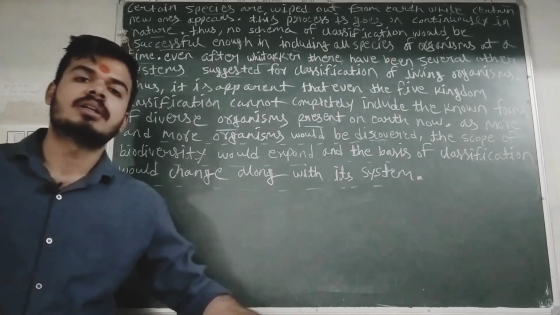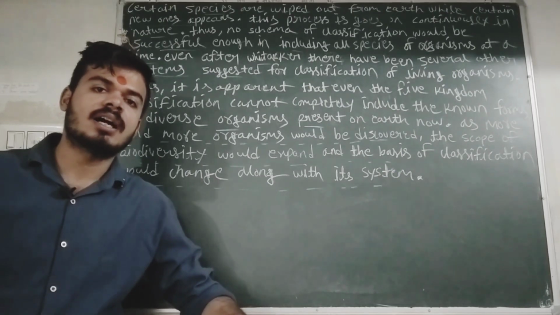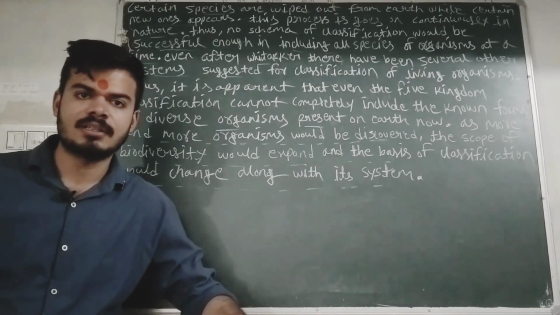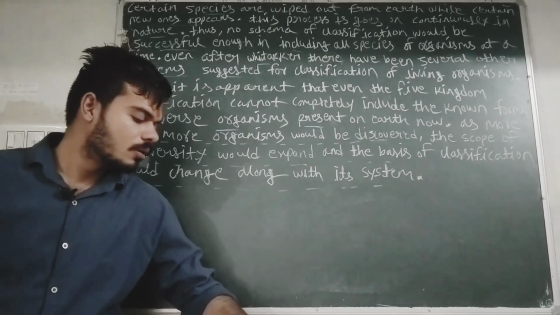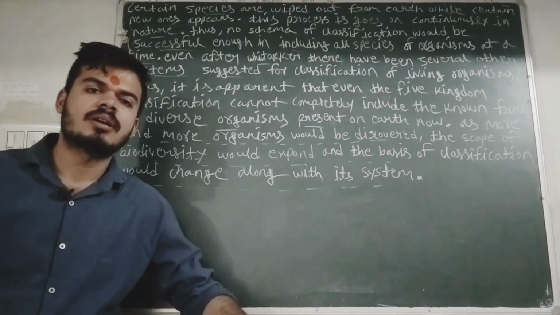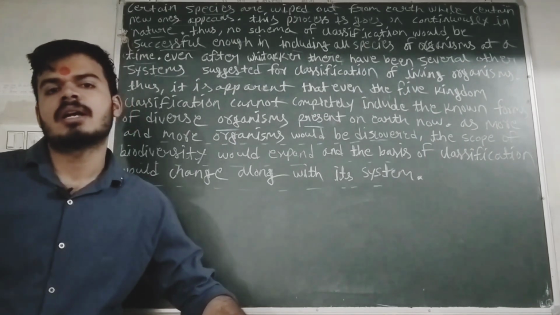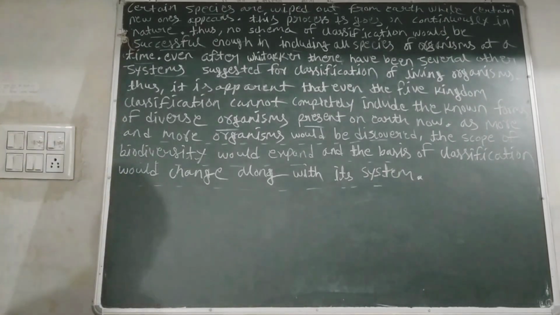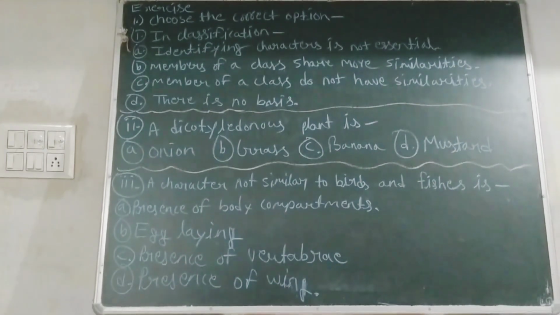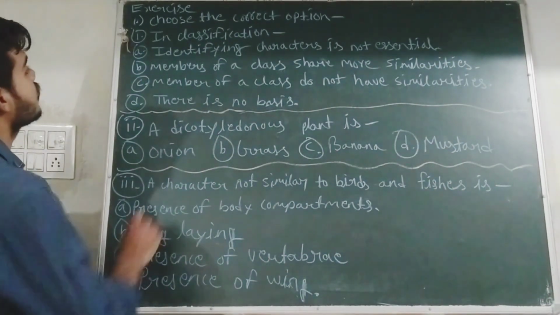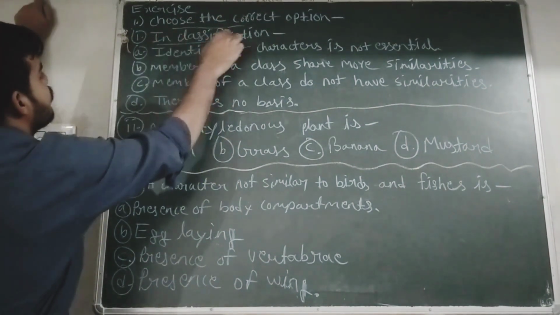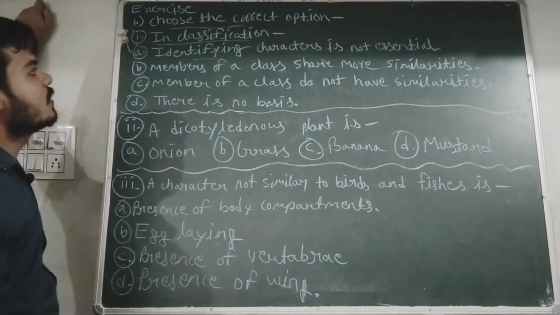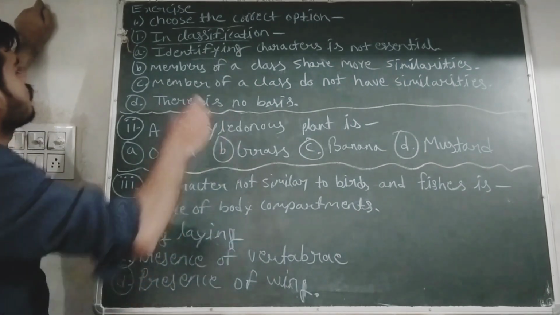Okay, students, now we will study the exercise and answer the questions. We answered many questions of the exercise in the book, but some questions in the book we couldn't answer, so we will go to the exercise. The first question is to choose the correct option. In classification, identifying character is not essential, so it is the right answer.